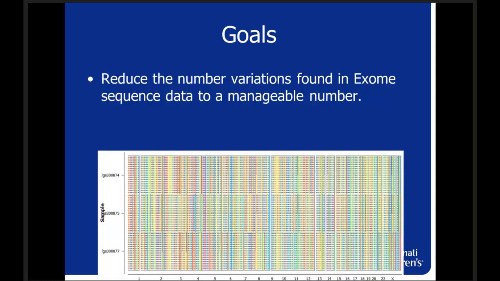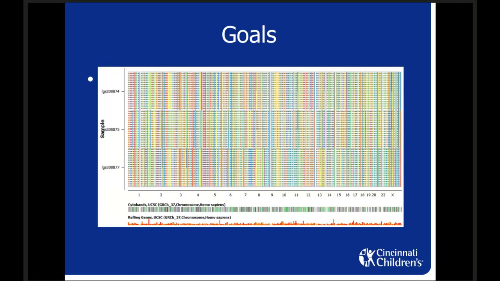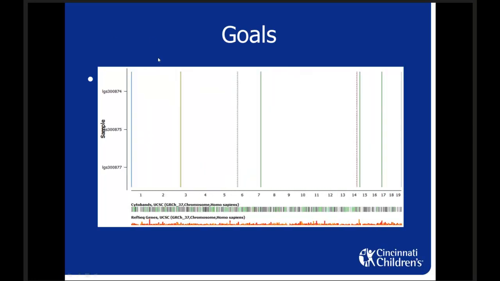This just shows you a graphic of a trio. It's a variant map that shows about 115,000 variations found in a trio. This is what you're starting with, and hopefully what we'll get down to is something that looks like this, where you have just a few variants that are most likely to be your phenotype-causing variants.